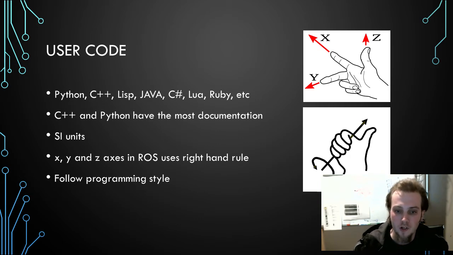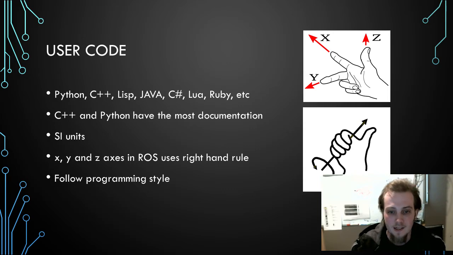Now, with the code that you write, ROS expects that you use SI units, so meters, kilograms, seconds, etc. You should all be familiar with these. And this is important to ensure that your code and messages can communicate with other packages without the need for conversion, and also to reduce the possibility of errors.